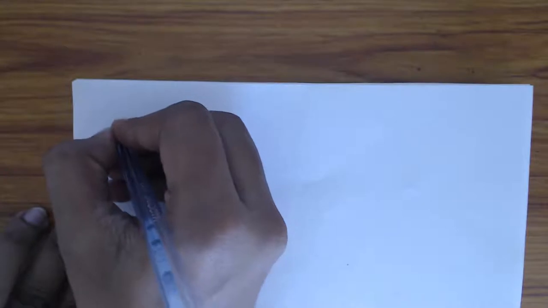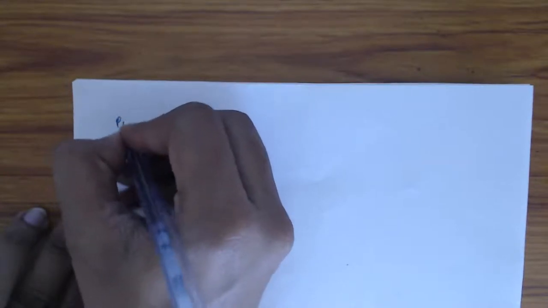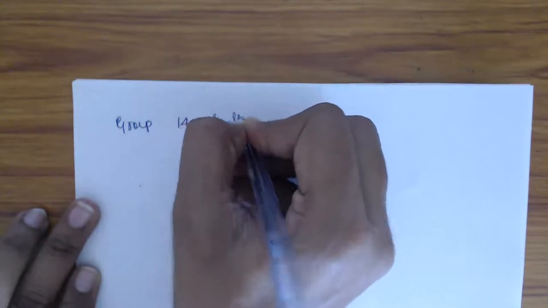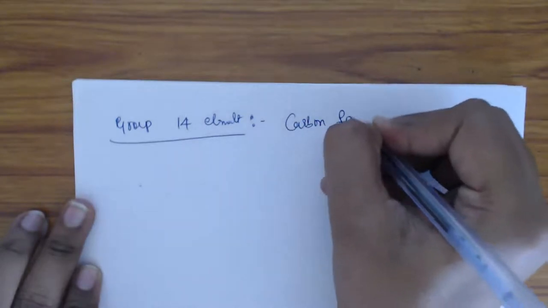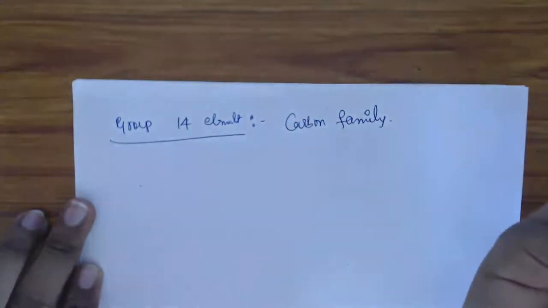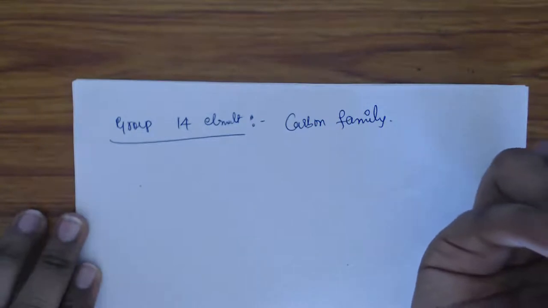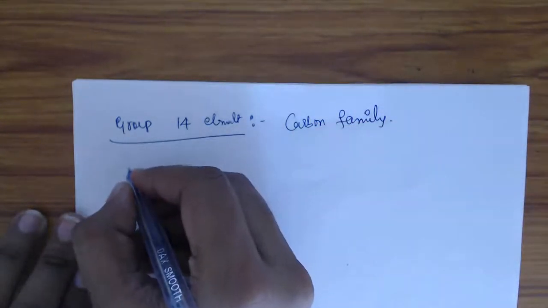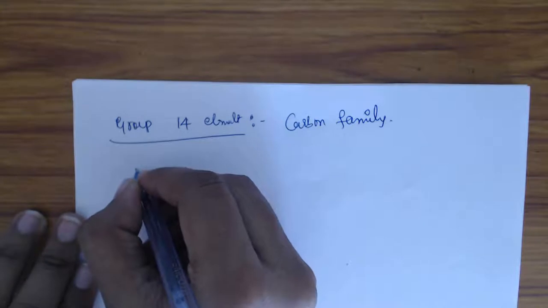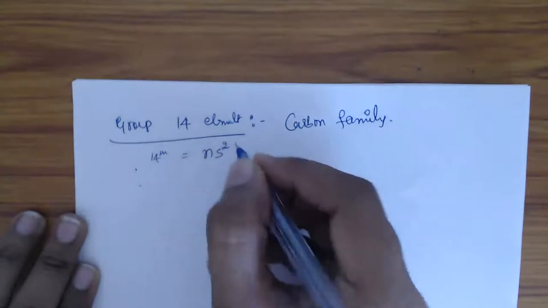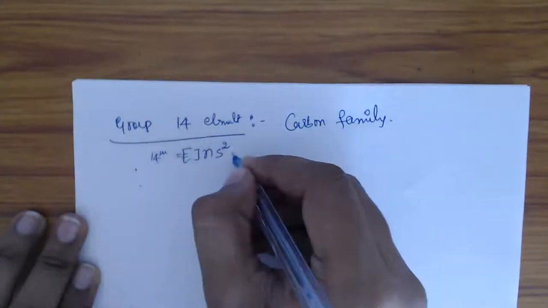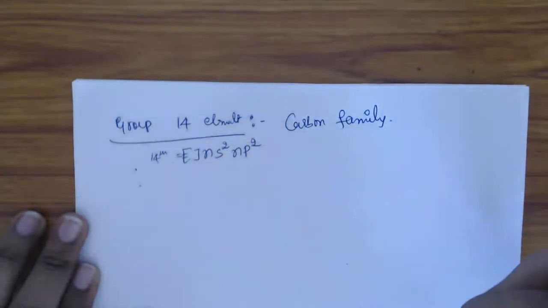This group 14 elements are called the carbon family, right? So students, here the group is 14, with the electronic configuration of noble gas, ns2 np2.